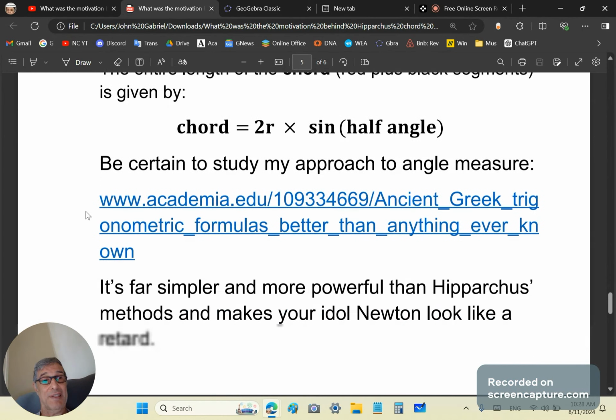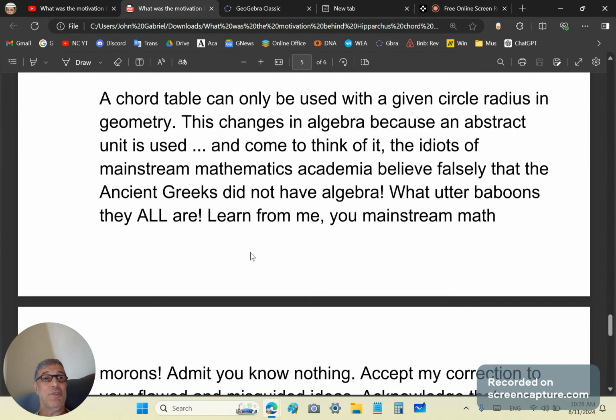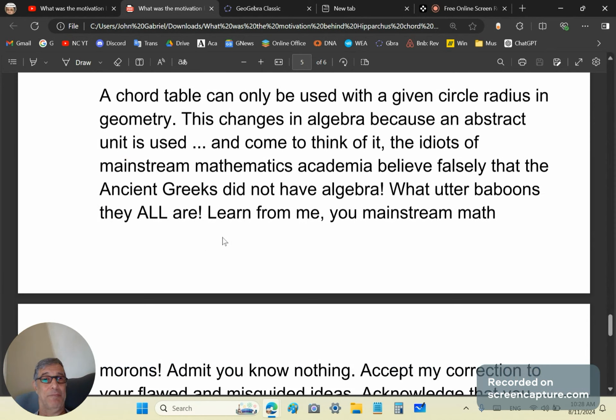That's kind of ironic, isn't it? Because mainstream mathematics academia believe falsely that the ancient Greeks didn't have algebra.